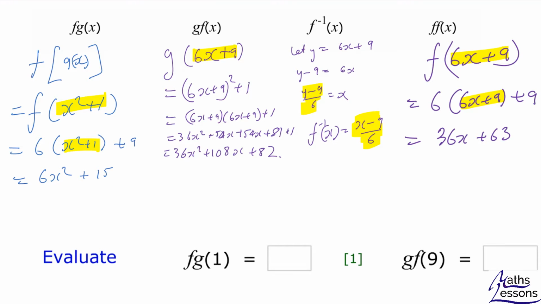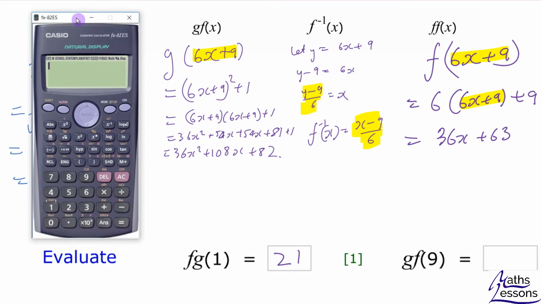Okay, so we've got fg of 1, so we put 1 into f of g. So we do 1 squared is 1, times 6 is 6, plus 15 is 21. Nice and easy. Then fg of 9, what have we got? We've got 6 times 9 plus 9, which is the same as 7 times 9, which gives us 63, and we want to do 63 squared, which is probably a bit tricky for most. So you can use your calculator, 63 squared, and then we've got to add on 1.